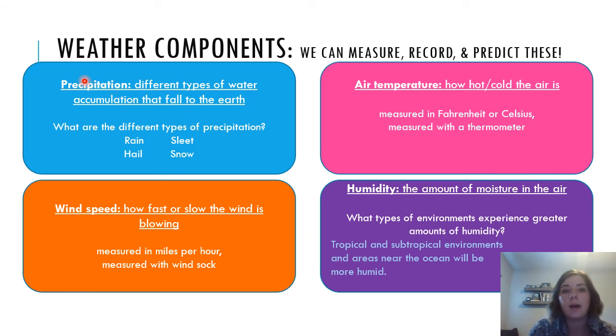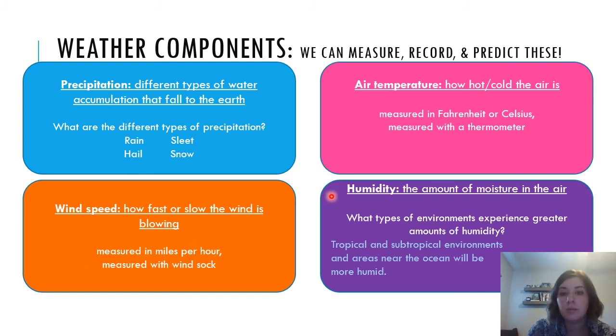Okay, when we're talking about weather, there's a couple different components that we can break it into. We might talk about precipitation, such as rain, hail, sleet, snow. We might talk about air temperature, how hot or cold something is, in Fahrenheit or Celsius, measured with a thermometer. Remember, Fahrenheit is what we use here in America, but the rest of the world uses Celsius. Wind speed, how fast or slow the wind is blowing, measured in miles per hour, and we can use a windsock or a wind vane.